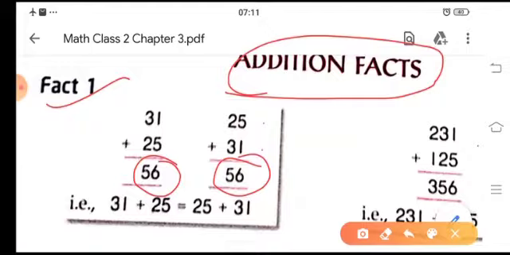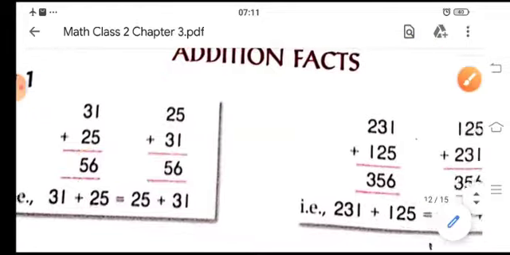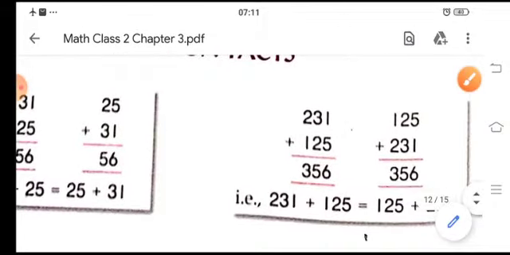So by changing the position or the order of the numbers, the sum will never change. Sum will remain the same, whether we write 31 plus 25 or 25 plus 31. See here also in this, children.